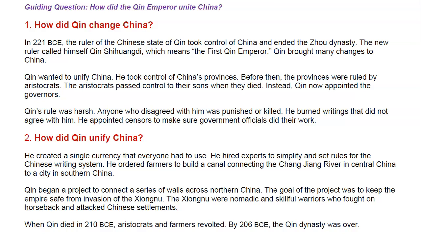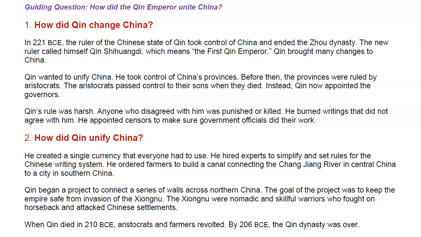Qin began a project that connected a series of walls across northern China. The goal of the project was to keep the empire safe from invasion of the Xiongnu. The Xiongnu were nomadic and skillful warriors who fought on horseback and attacked Chinese settlements.